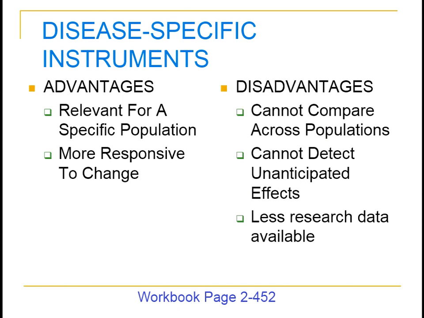Disease-specific instruments, these are specific for diseases such as asthma, diabetes, depression. They have advantages because they're relevant for that specific population. They've decreased the domains to only those for the population. They're much more responsive to change so that you can often use them to monitor individual patients. The disadvantages is that you cannot compare across populations, and they're not designed to detect unanticipated effects. And because the populations are smaller, we have less research data available from these.